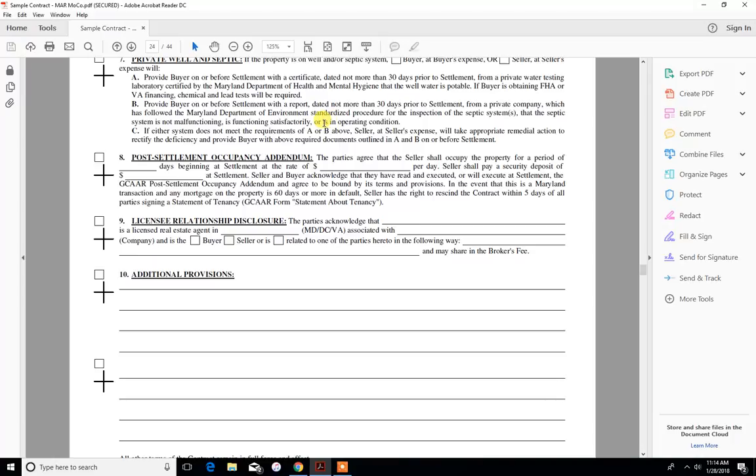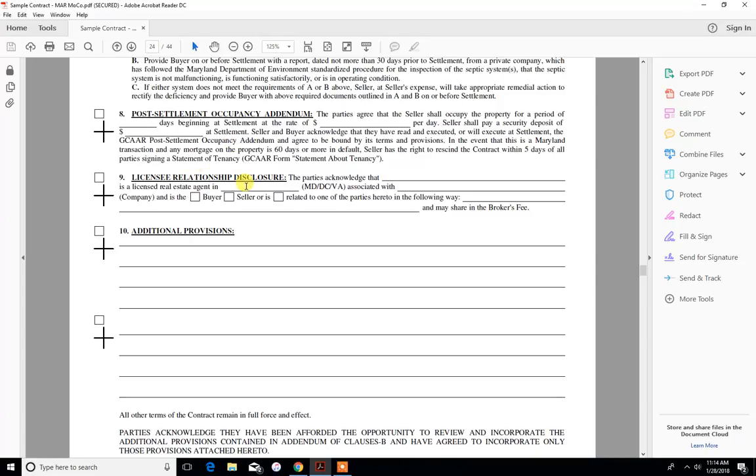So let's say it's 30 days. We would put the parties agree the sellers occupy for a period of 30 days. Now, how much do you charge them? I put PITI, principal, interest, taxes, and insurance divided by 30. PITI divided by 30 per day. So what does that say? We're going to take your monthly mortgage payment, divide it by 30, and that's your per day charge. And a security deposit of, it's usually somewhere 500 or $1,000. Okay, so that's how you fill one of these things out.